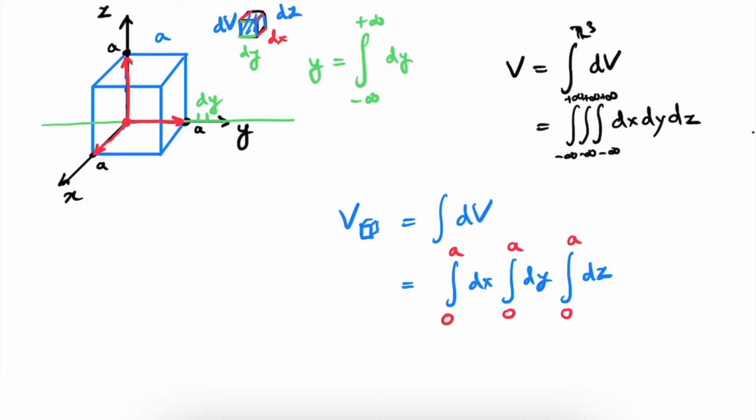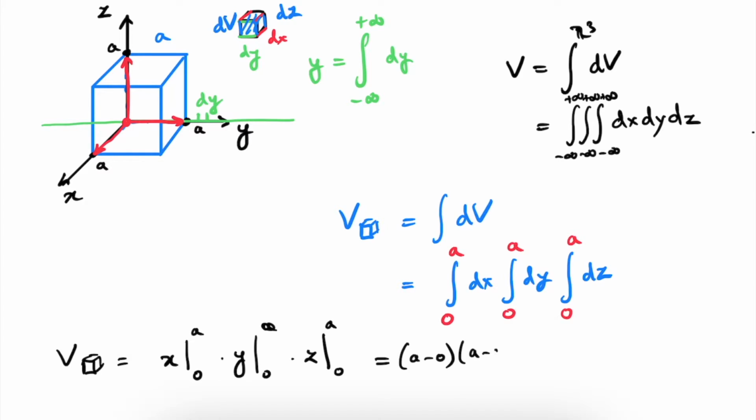And at this point, we can simply calculate these three integrals to get the volume of our cube with a side length of a. For the x integral, we simply have x filled in its boundaries 0 and a. And of course, we have the same for our y integral, which goes from 0 to a. And we have the same for our z integral, which becomes z filled in its boundaries 0 and a. If we calculate this, we simply get a minus 0 for the first integral, a minus 0 for the second, and a minus 0 for the third integral. And this very evidently becomes a to the power of 3.